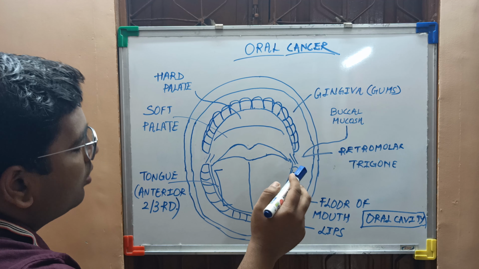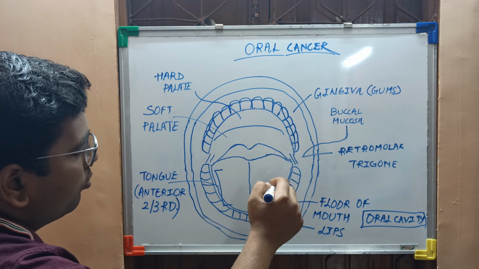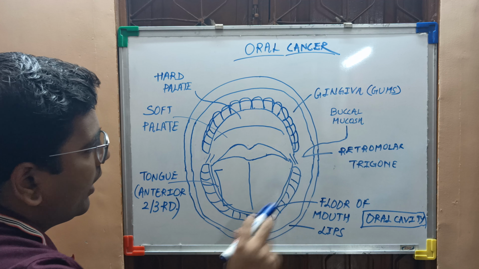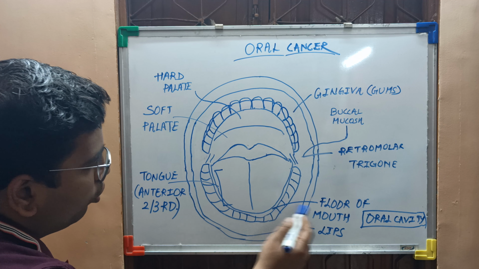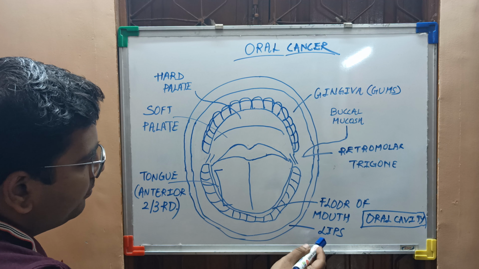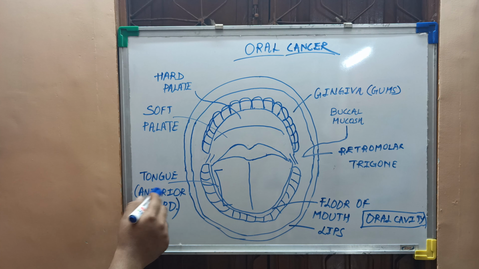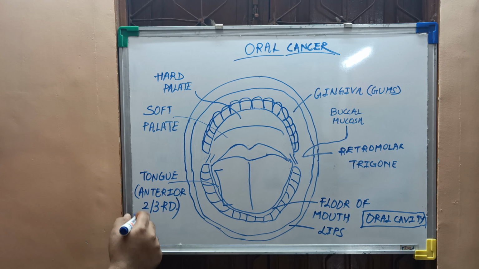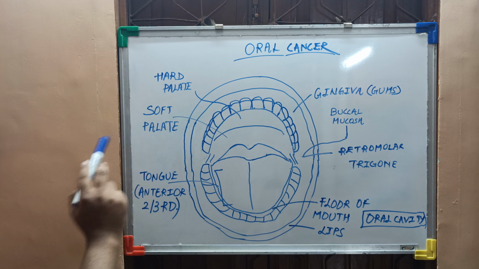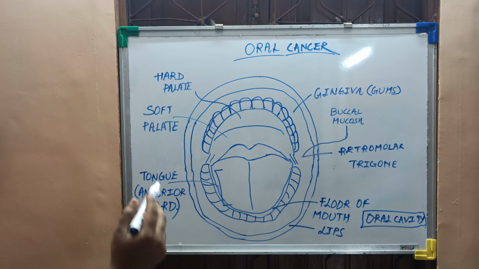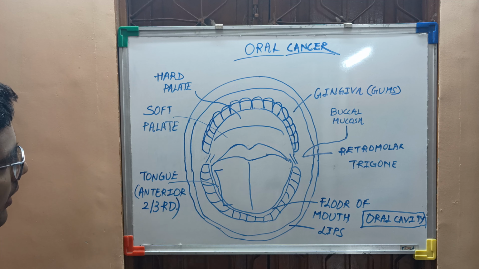Behind the molar teeth there is the retromolar trigone. The floor of the mouth, the lips, the tongue, the anterior two-thirds of the tongue, and the soft palate. Below the hard palate there is the soft palate.